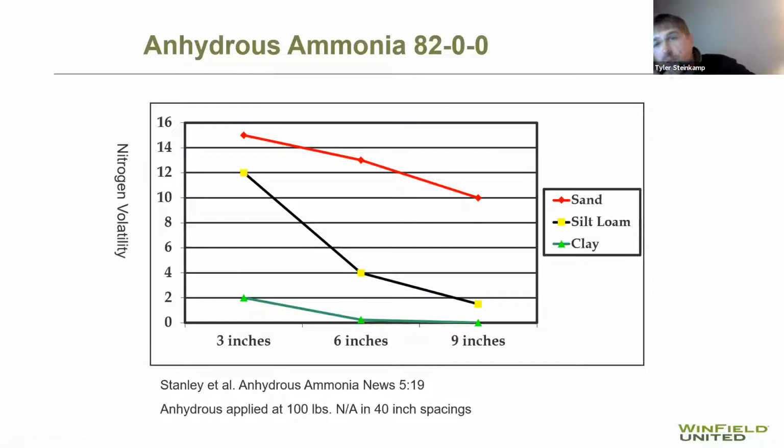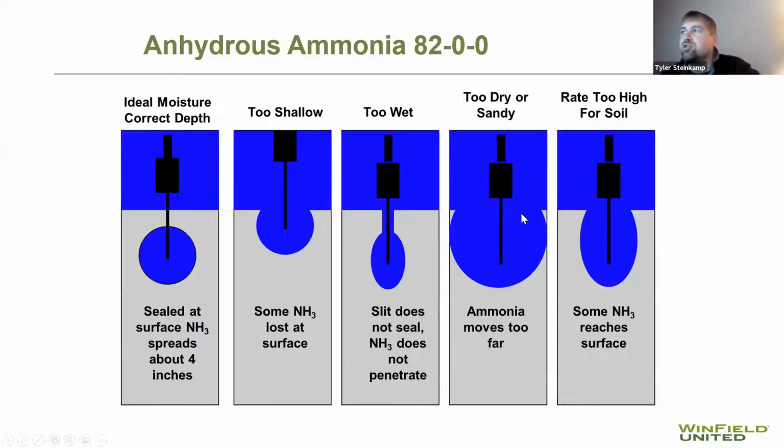That's going to be really important this year with how dry our soils are. This is going to be a year where we have to make sure we're maintaining a good depth and getting a good seal. Because if we're too dry, we might not get a good enough seal behind that closing wheel to not allow that anhydrous to escape. If it's too shallow, too wet, or too high of a rate for a soil, generally, guys, this is more of a concern out in parts of Nebraska where they have those sugar sands.